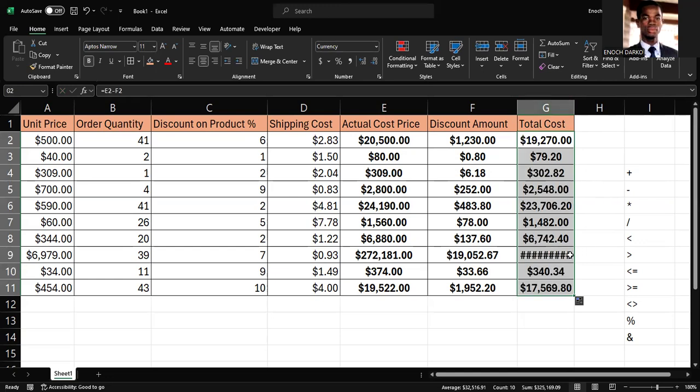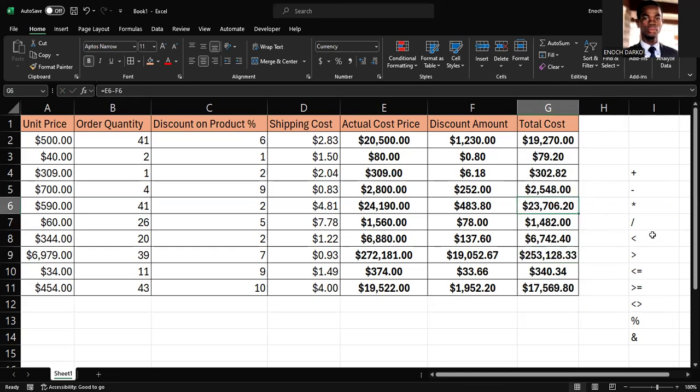Now this indicates that the values are too large for the column. So what I'll do is I'll adjust. So I've adjusted. This is how we complete our table. So you can do complex calculations with Excel. Excel has a lot of features. Excel is rich in formulas and functions, so you can utilize them to make work efficient for you.